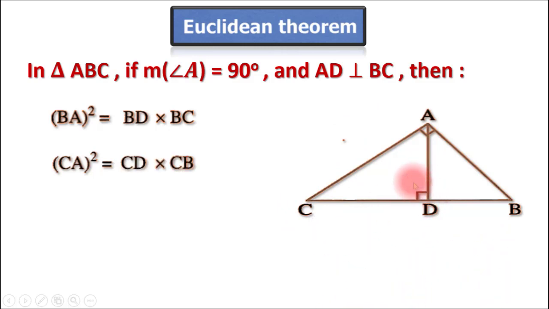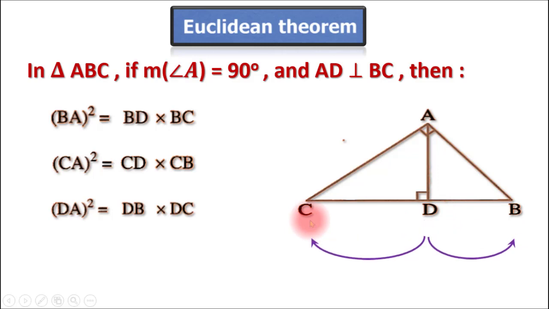And the length of DA power 2 will equal DB times DC. And the length of AD, we can find by multiplying AB by AC over BC, multiplying the two sides of the right angle, angle A, over the hypotenuse BC.